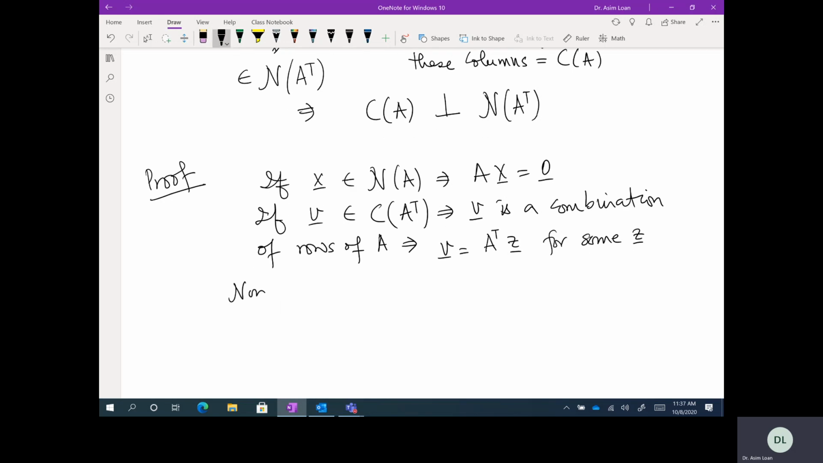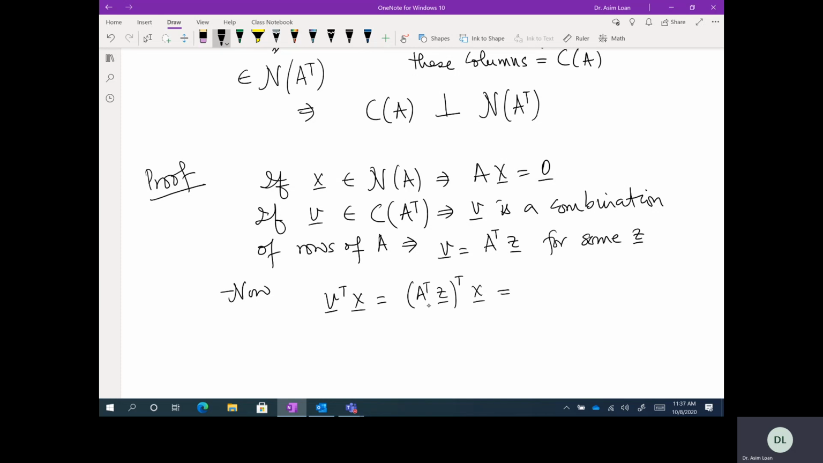So now V transpose X equals what? So V transpose X is (A transpose Z) transpose X. If this dot product is 0, this means V and X are orthogonal. But where is V? V is in the row space, X is in the null space. So if they are orthogonal for any X and V, this means both the subspaces are orthogonal.